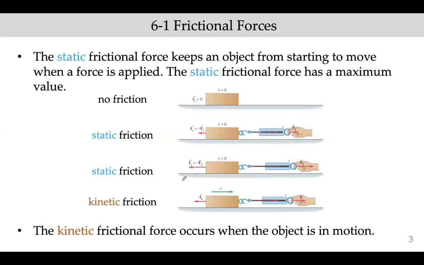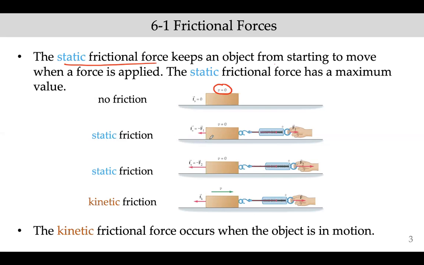So there are two kinds of friction forces. The first one is what we call static frictional force. It keeps an object from starting to move when a force is applied. And the static frictional force has a maximum. For example, there is this block here. Its velocity is 0. There's no force, so we cannot really talk about friction here. The friction force will be 0 here.